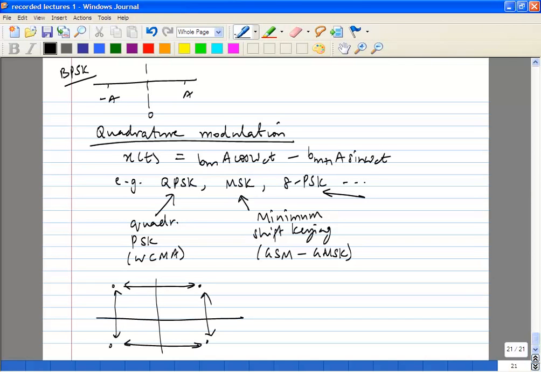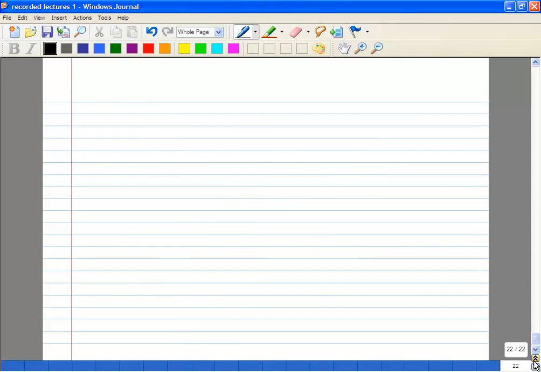If you have more than, let's say, 4 points in the signal space, you could have transitions, for example, between these two, and you could have transitions between these two. The more points in signal space, the more complex the number of transitions. And the last one we'll look at is called QAM, or quadrature amplitude modulation.